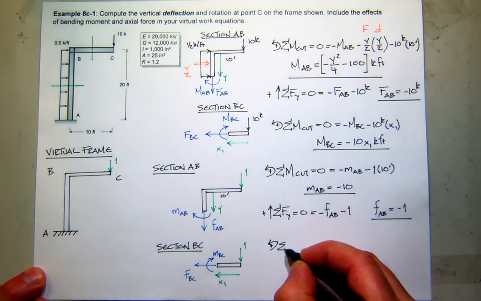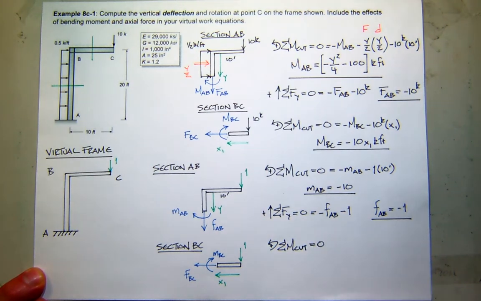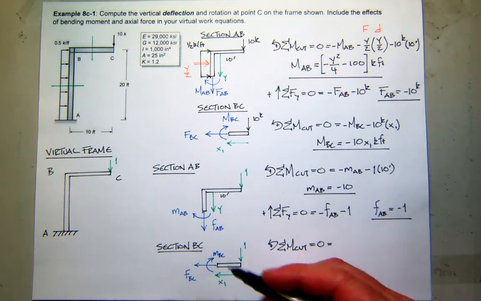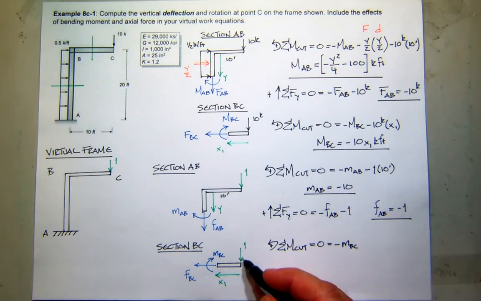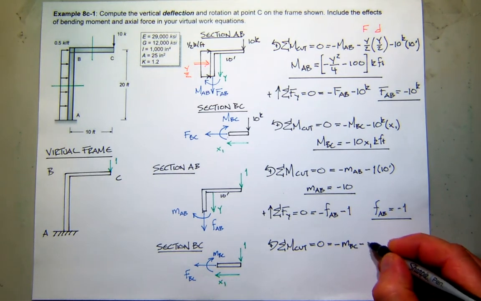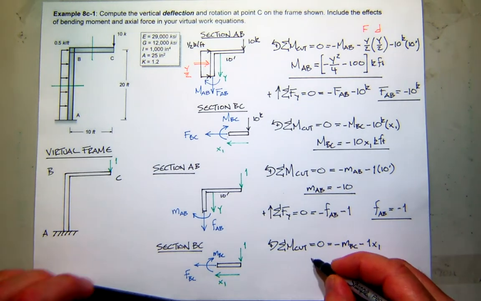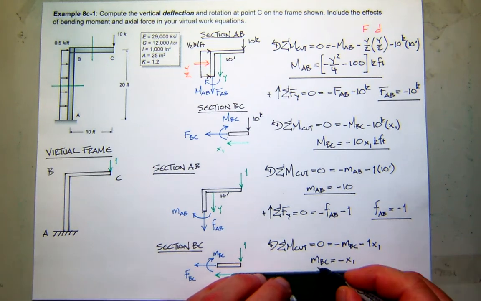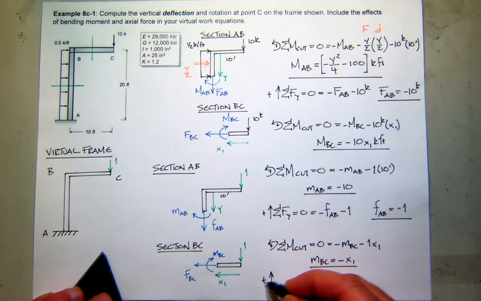So again, we will sum moments about the cut and make sure we're in equilibrium. I'm using right-hand rule, so the virtual moment BC is positive or negative? Negative. And about the cut, the virtual force creates negative, and it has a moment arm of x1. So the virtual moment in BC is negative x1. And then we can sum forces in the x direction.